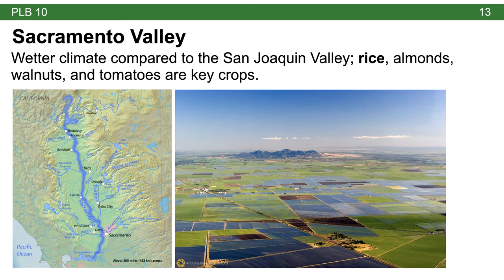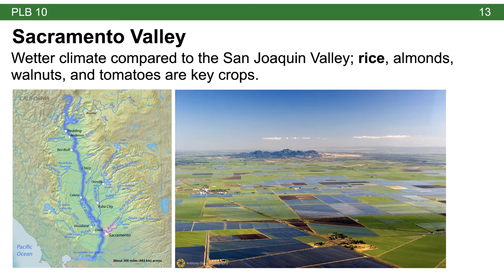We think about it as the northern part, which is referred to as the Sacramento Valley because it is defined by the Sacramento River, and that has a wetter climate compared to the San Joaquin Valley. Here we tend to grow things like rice, almonds, walnuts, and tomatoes especially.